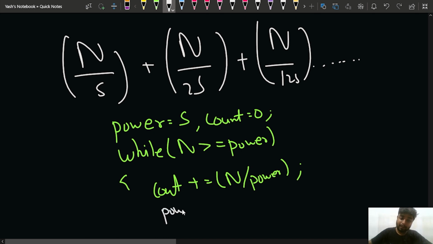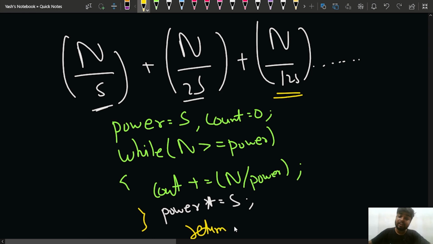And I'll keep on multiplying the power, power equals power into 5, so that I can get 125 and divide by 125. I can divide by 5 first to find the single fives, then by 25 to find the second 5, and by 125 to find the third contributing 5. In the end I will simply return the count.